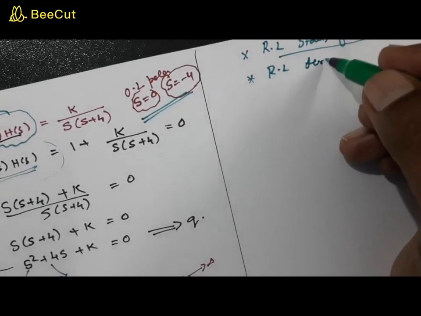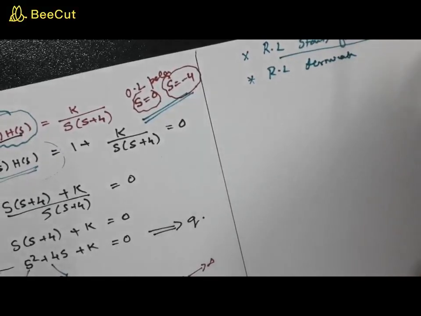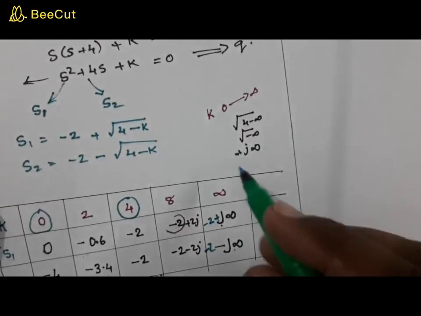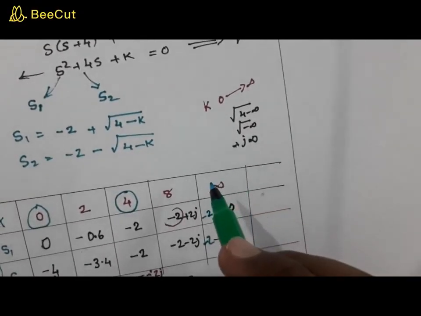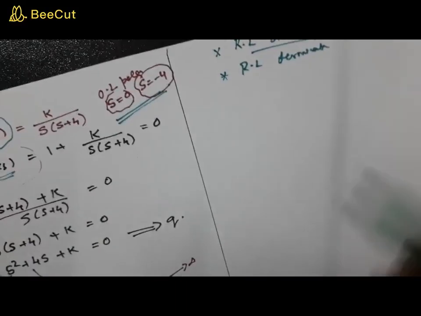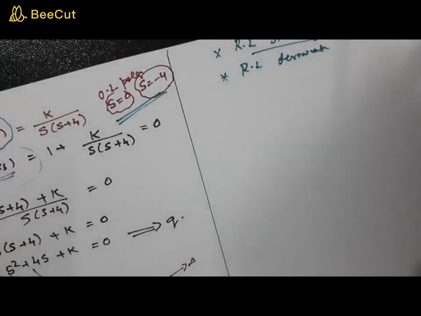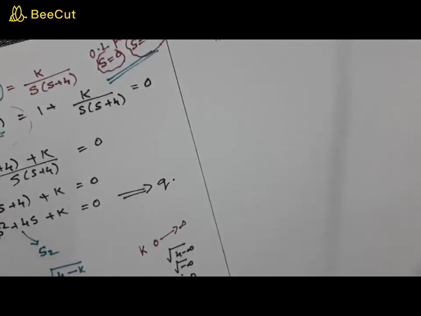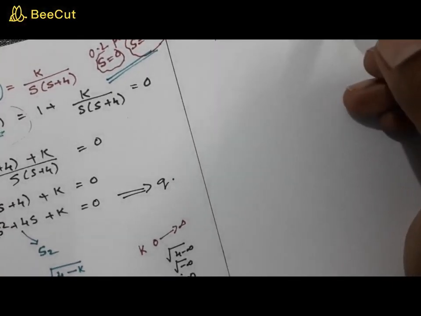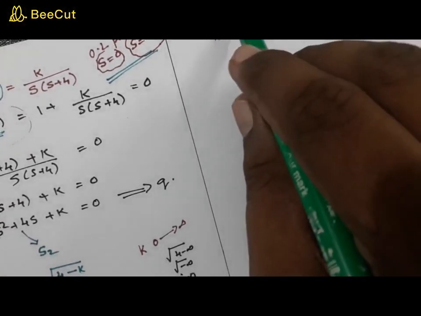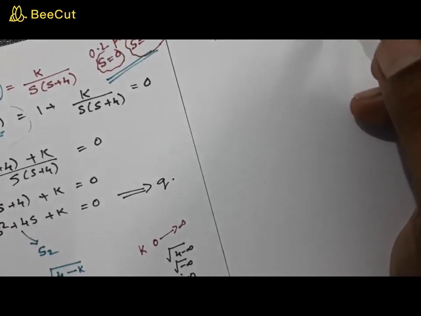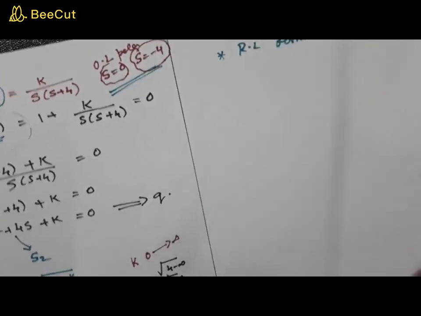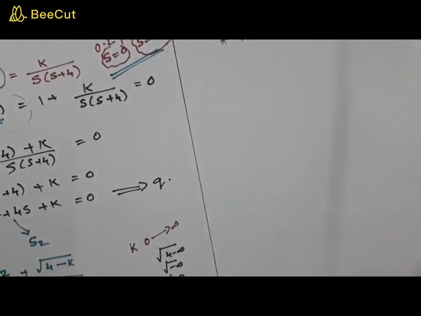Now the root locus terminates. So in these two examples, the terminating point is k equal to infinity, right? The root locus starts from the open loop poles, and the root locus terminates at the point k equal to infinity. Okay, so this is the conclusion.